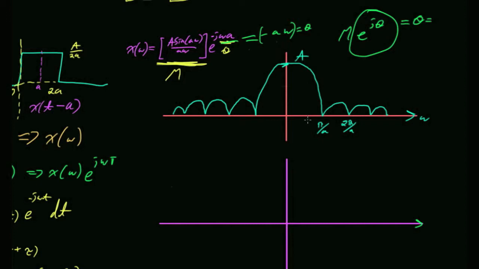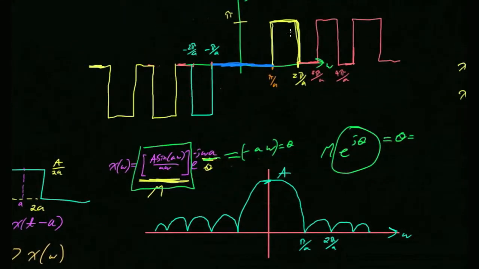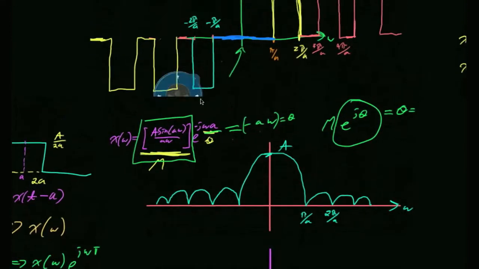Now, don't forget this plot, the sine a omega over a omega, doesn't that have its own phase as well? Right? It's either 0 or pi. We looked at that. That's the pre-existing phase. So we'll call this the old phase, the one which we currently have plotted.